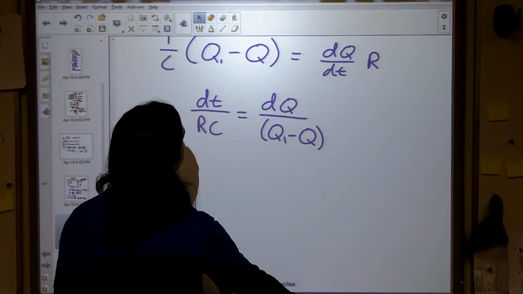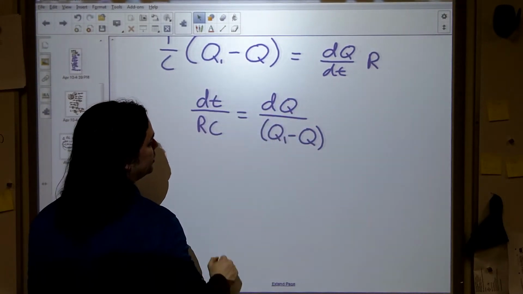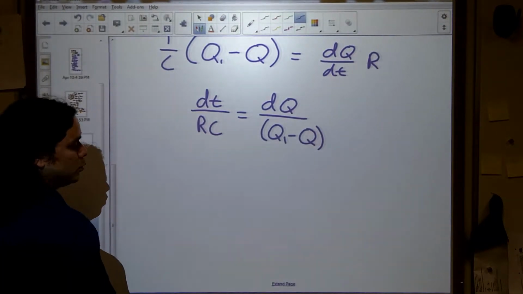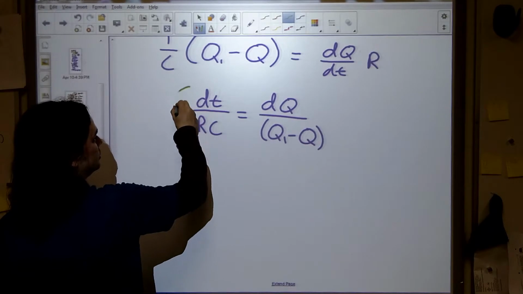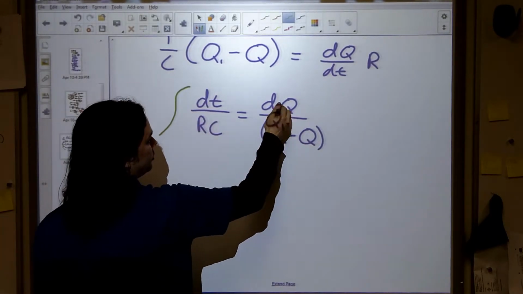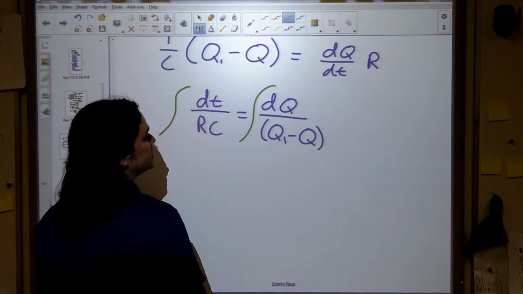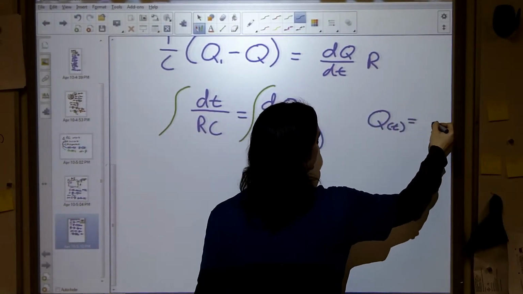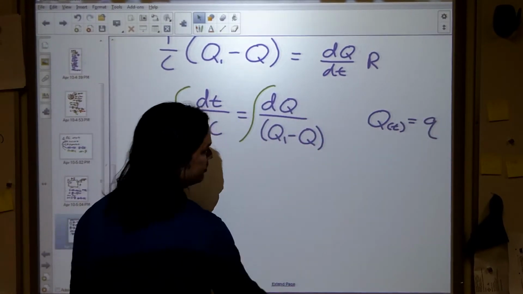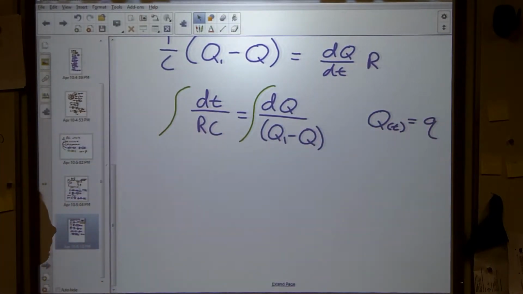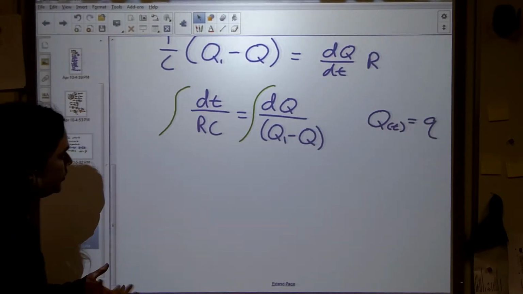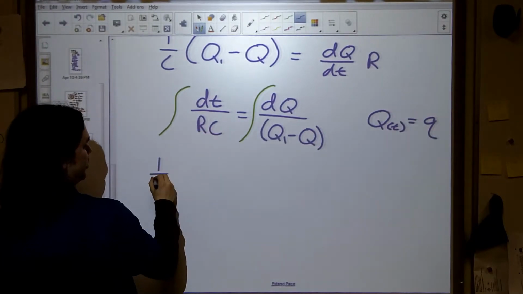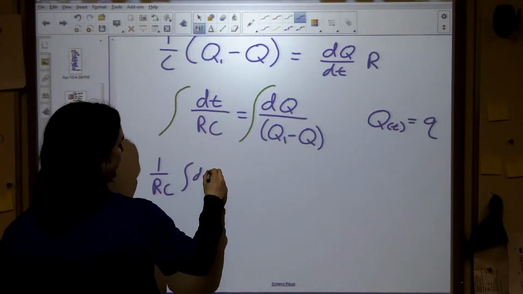All right. Now that I've got this, I've just moved a few things around, that's fine. I can do the following. Here's where we're going to integrate both sides. I have a little small piece of time and I have a little small piece of charge, and what I want to do is get Q as a function of t, which I'm going to call just little q. That's why I've been avoiding using little q. But here's what we're going to find out. So I'm going to integrate this side. Well, these are constants, so I end up with 1 over RC integral of dt.